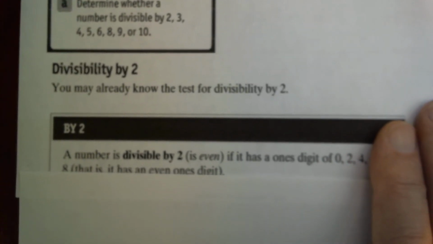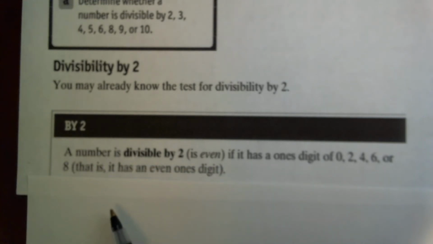For example, divisibility by 2, you may know that a number is divisible by 2 if it's an even number, in other words, if its ones digit is a 0, a 2, a 4, a 6, or an 8. In other words, if it has an even ones digit. Most of you know that, and so we're going to use that in our work.